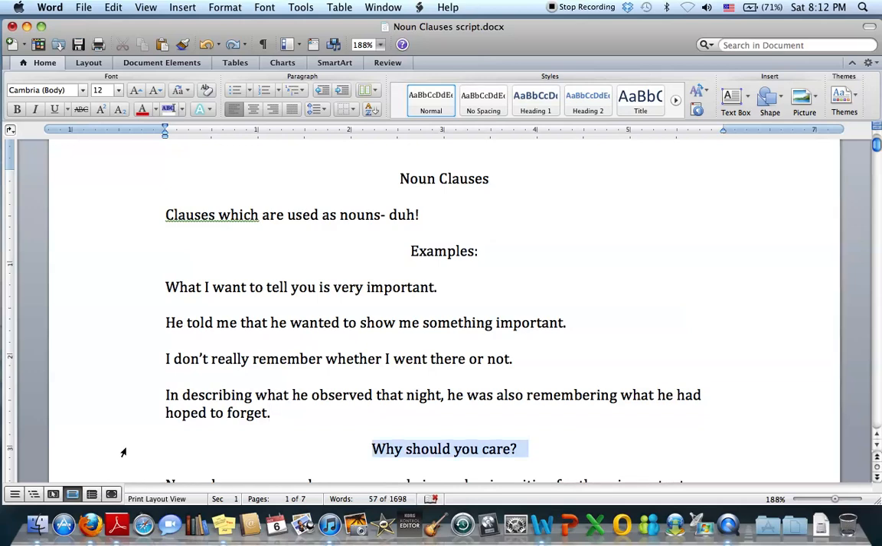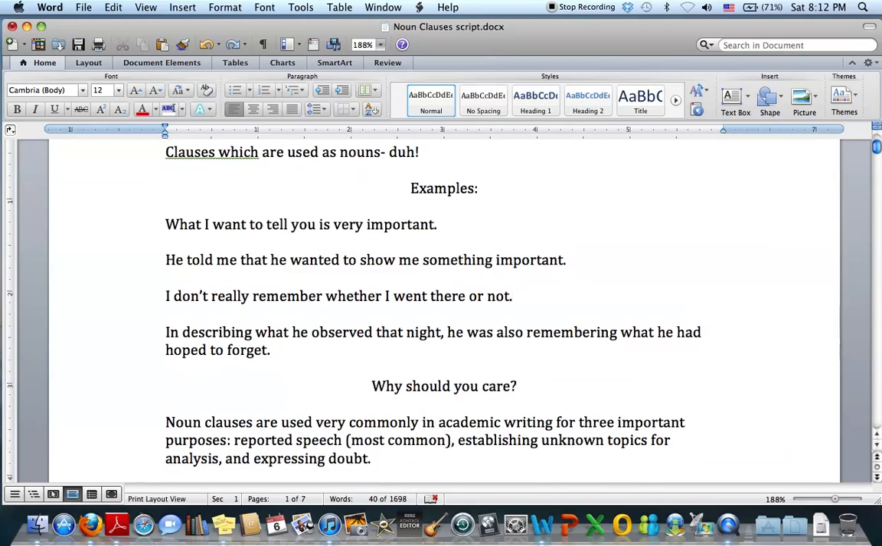Let's really focus in on this question of, why in the heck should you care? Well, this is actually pretty important in academic writing. Noun clauses are very commonly used in academic writing for three really important purposes. The first one is reported speech. Now, reported speech means saying what someone else said. What someone else thought, what someone else said, what someone else stated, etc. We use it very commonly for that, especially in citations.